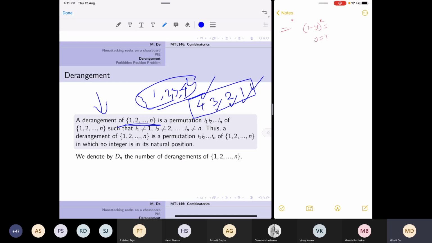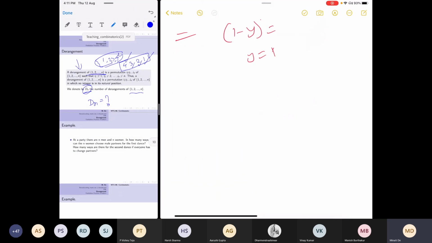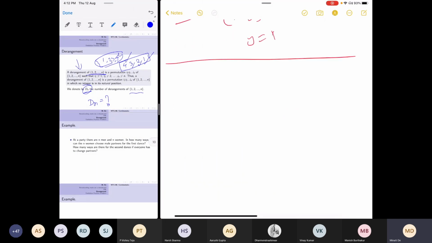So is this the only way we can make a derangement? It's not, right? So we define Dn to be the number of possible derangements for the set of natural numbers 1 to n. We denote this as Dn. Now the question is, what is the value of Dn? Can we calculate it using the principle of inclusion exclusion? I hope you have understood it. Can you write down an expression for Dn and prove that it is the correct expression?